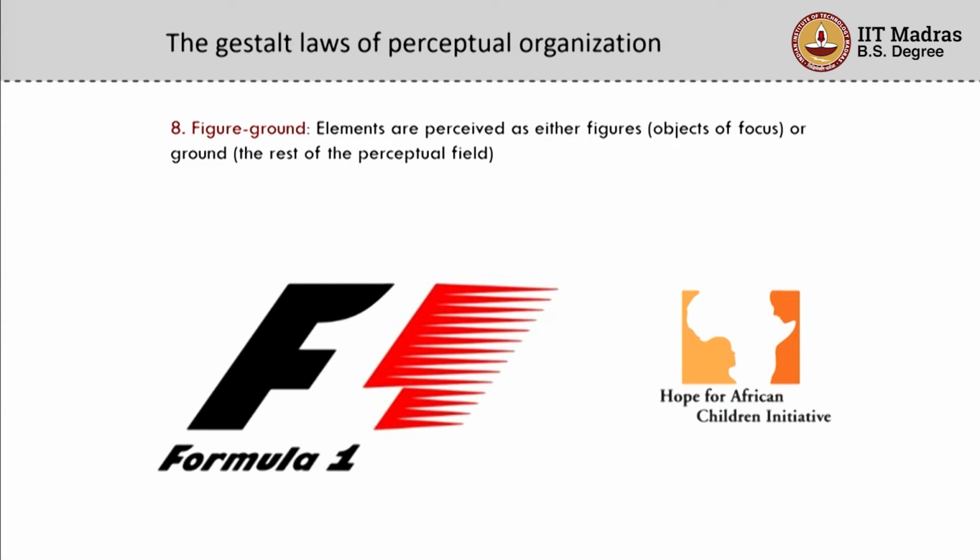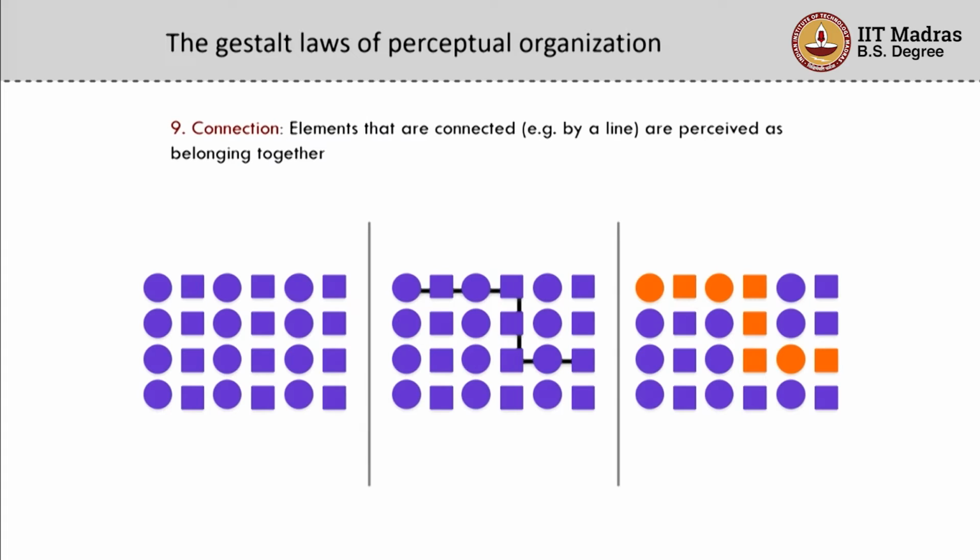Figure on ground. So, this is what network diagrams and all use very commonly, right? Connected entities are perceived to be together. Now, the strength of connections can also be depicted by the thickness of the lines.